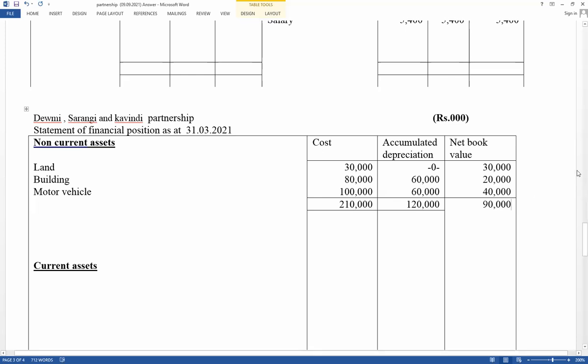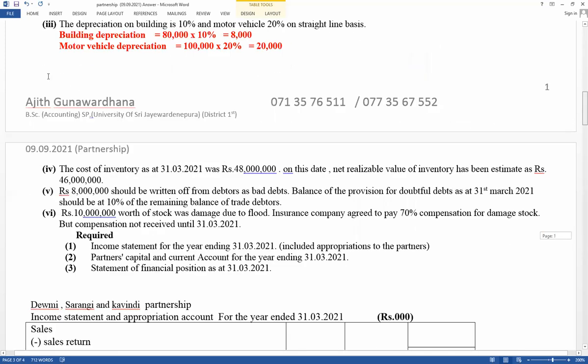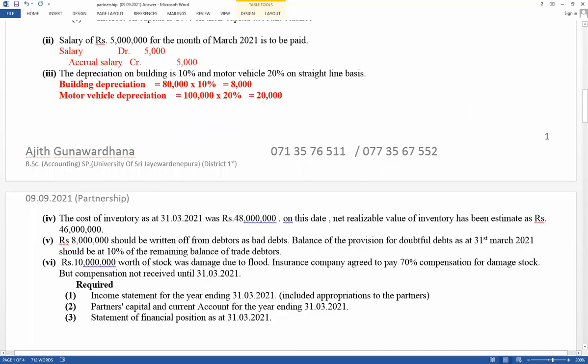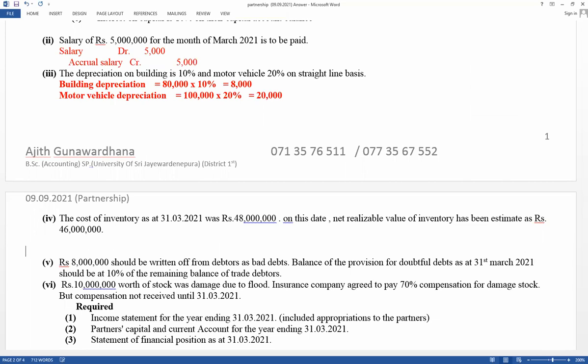Next adjustment. Think additional information should be done. Depreciation part also we have discussed. Then think additional fourth one, 11 for inventory adjustment, 3 marks. Try to recognize stock written off also. And it is given cost of inventory as at 31st March 21, 48,000.